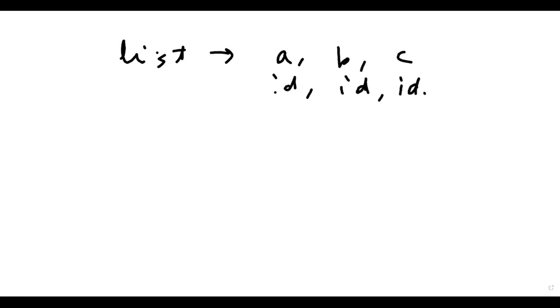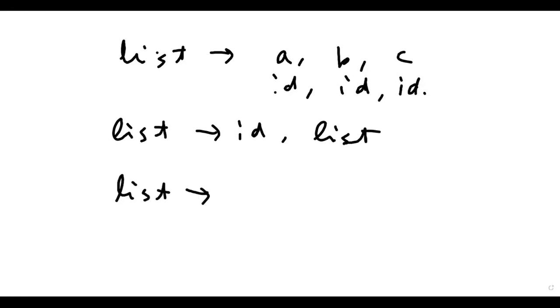Let's assume that we have something called list, and we have A comma B comma C. This is actually ID followed by comma, ID, comma, and ID. Then list can be ID followed by another list, and list can be an ID or an empty string. Let's assume we have this.